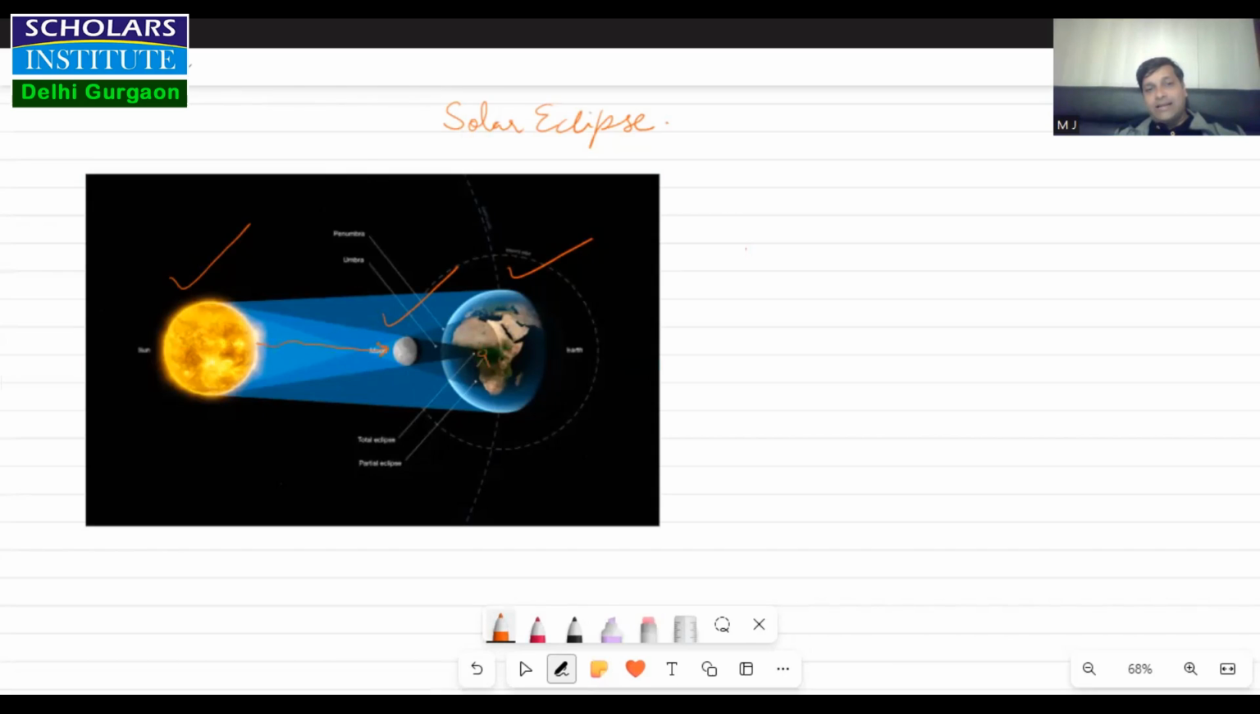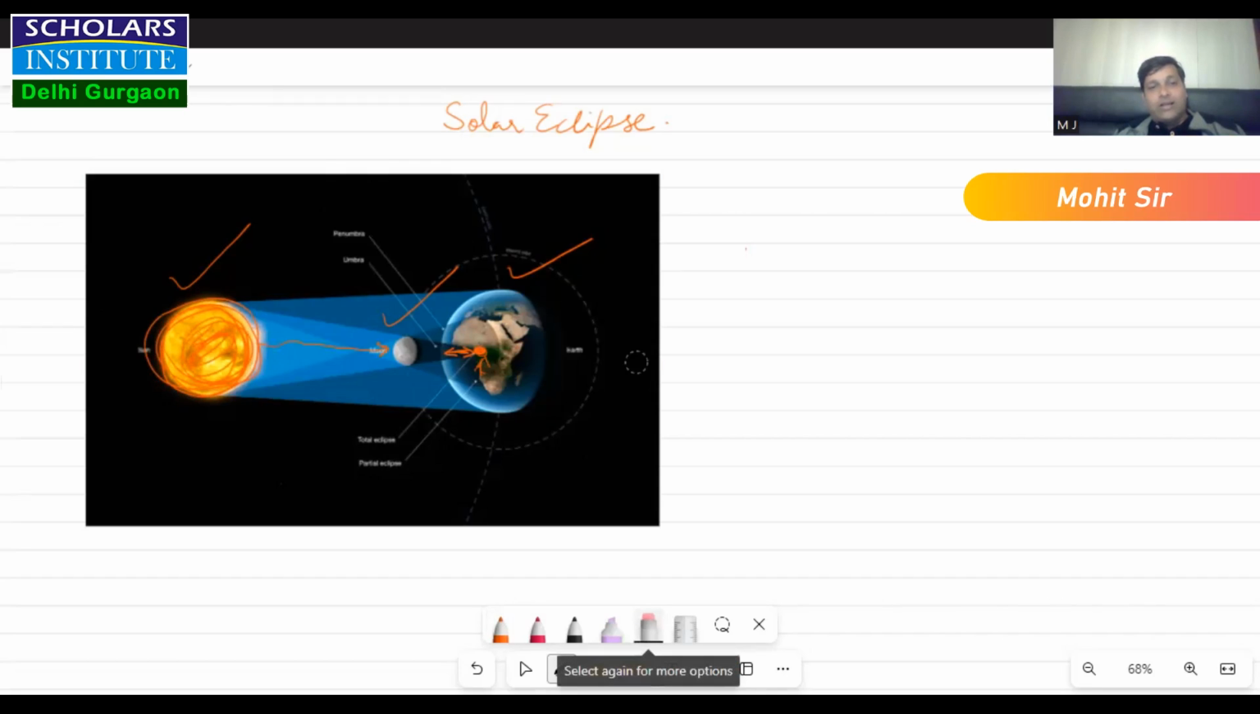Anybody who is standing at this portion, which is the most dark portion, will not be able to see the whole sun. The whole sun will be hidden. He won't be able to see it. So this will be called a solar eclipse. Solar eclipse is the covering of the sun. When you look at the sun, you'll find that the sun is covered. So this is a solar eclipse.